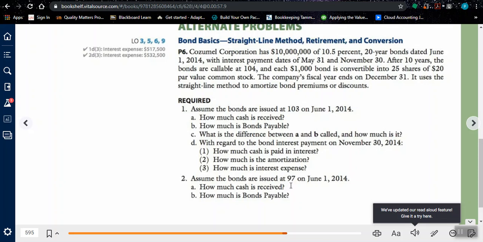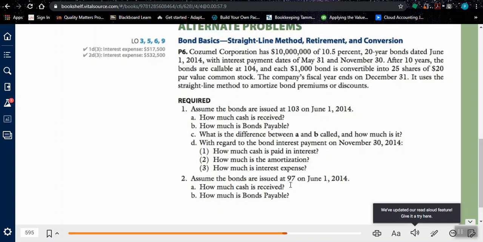They have a 10.5% stated interest rate. The bonds mature in 20 years with interest payment dates semi-annually, because it's showing twice a year, May 31st and November 30. After 10 years, the bonds are called at $104.